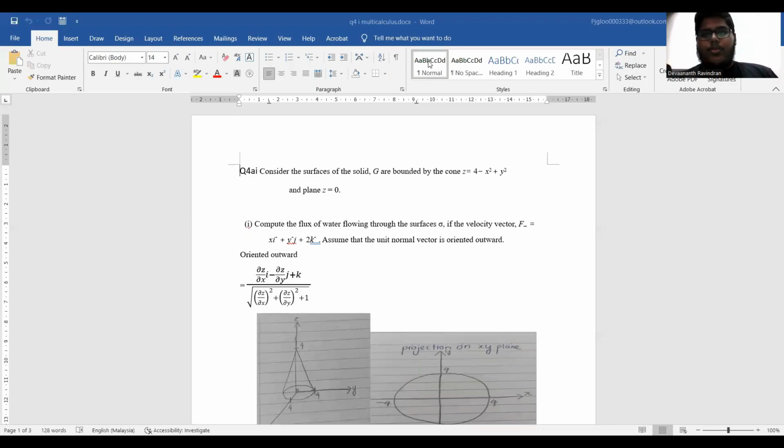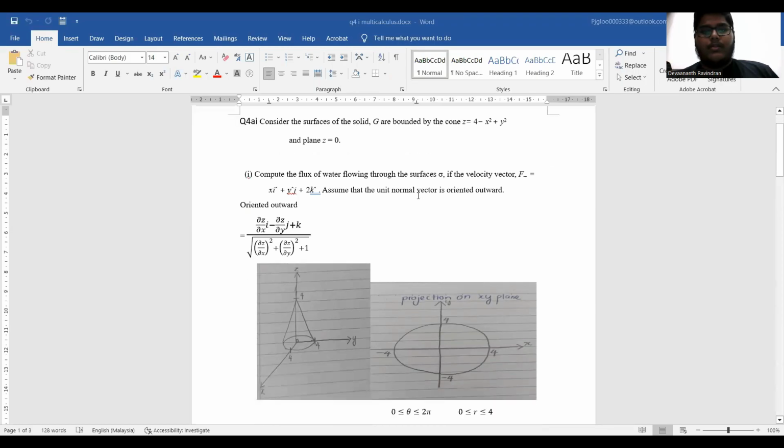I would like to present my manual solution for question 4A1. So let's go through it.